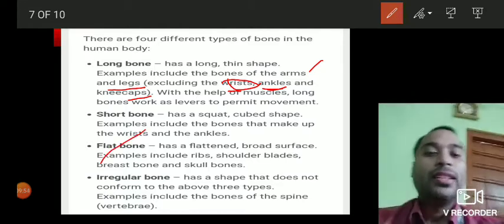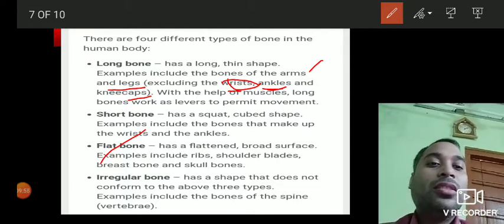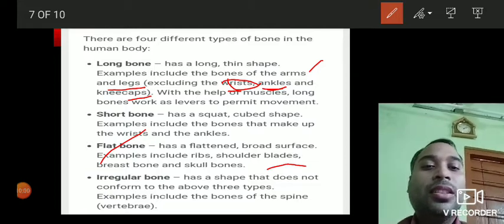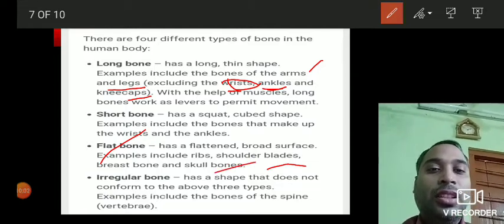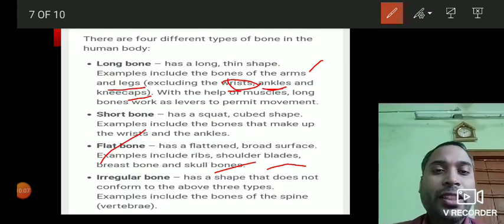Now flat bone. Flat bone has a flattened, broad surface. Examples include ribs, shoulder blades, and skull bones. So these are some of the examples of flat bone.